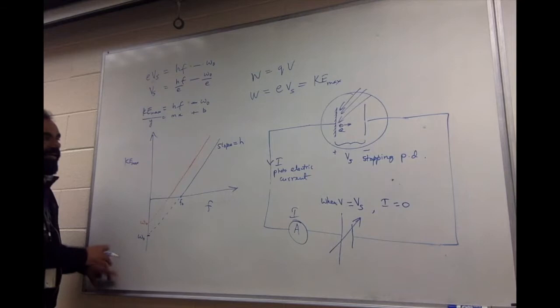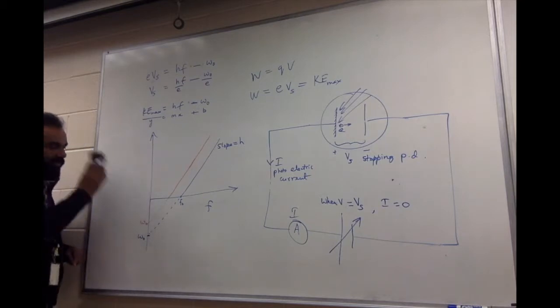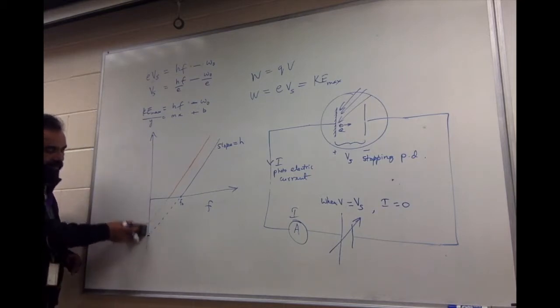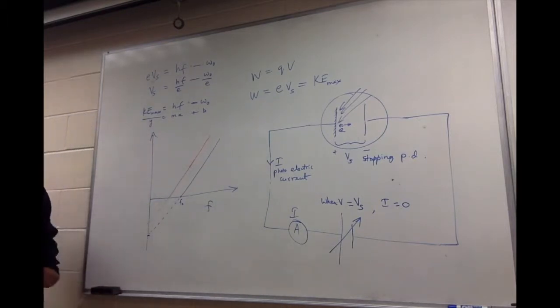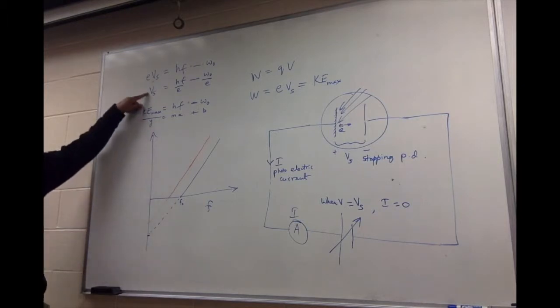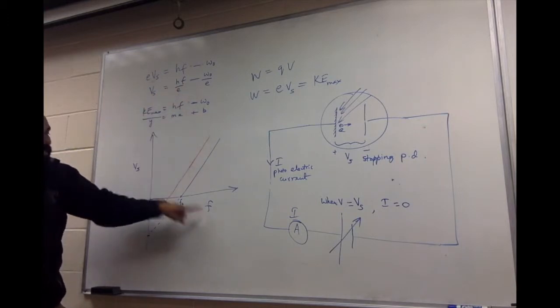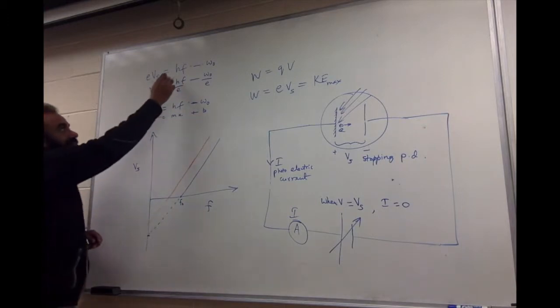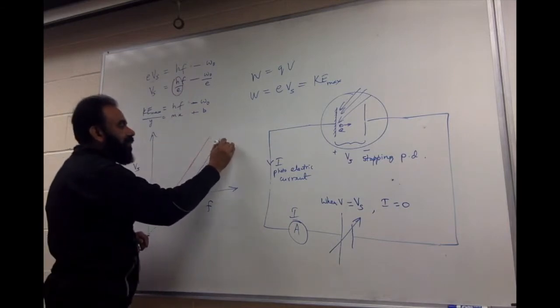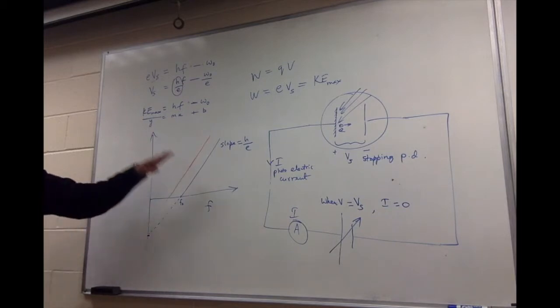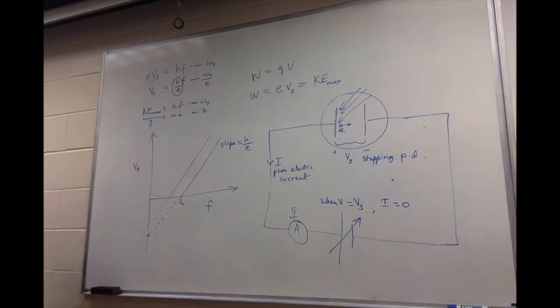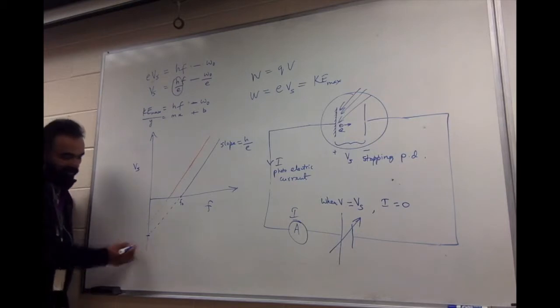Now can you redraw this diagram once again? Because all these are going to change. Now you're going to plot Vs on the y-axis, and f on the x-axis. What's the slope? h over e. Redraw this again, okay? Don't change your previous one. Slope is h over e, and what's the intercept? W0 over e.